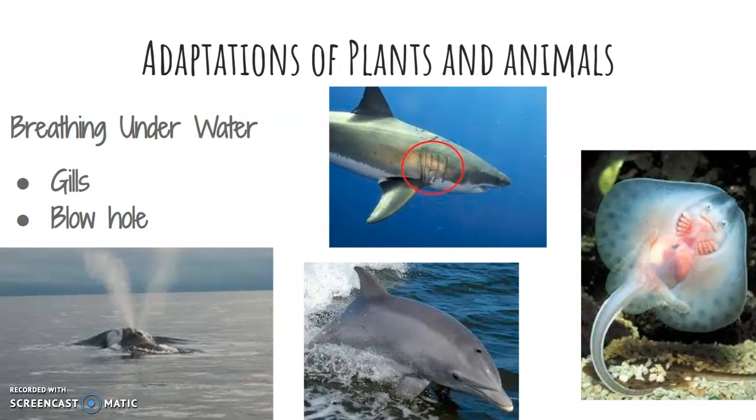Another function would be to breathe underwater. So we've got all types of animals that you can find underwater. We know that the two structures would be gills and a blowhole. So we've got our shark there with gills and our stingray over to the side that also has gills. And then we have our two animals there at the bottom, a whale and a dolphin, that both have a blowhole in order to breathe underwater.